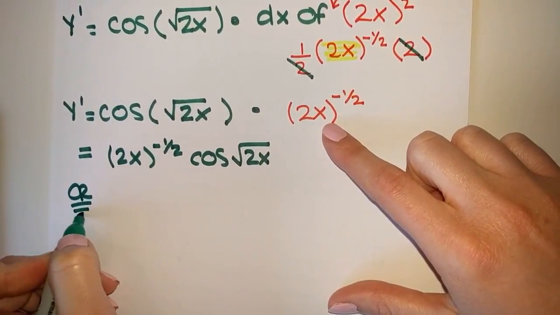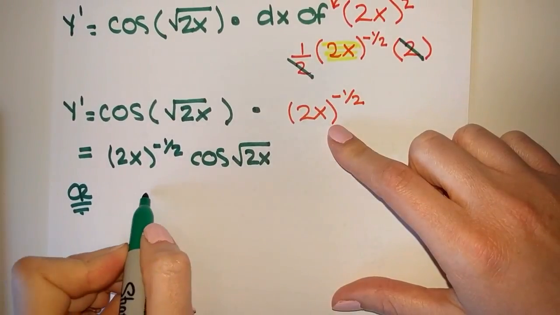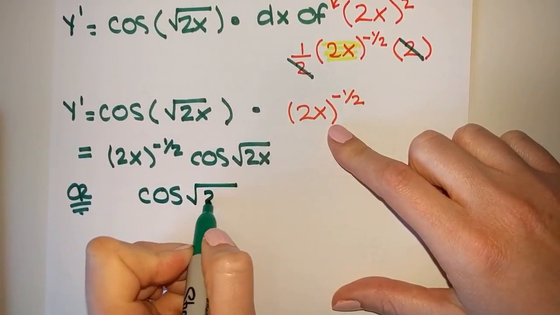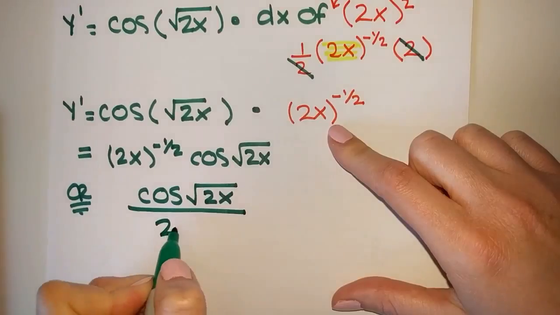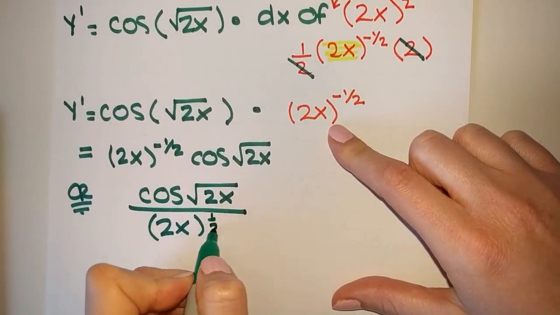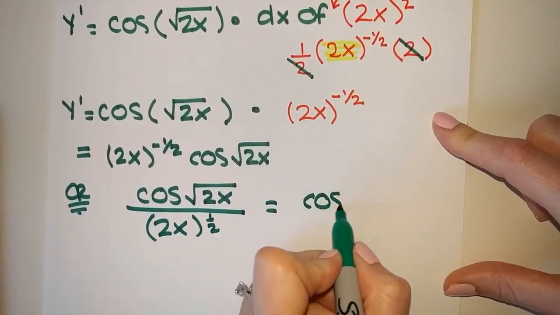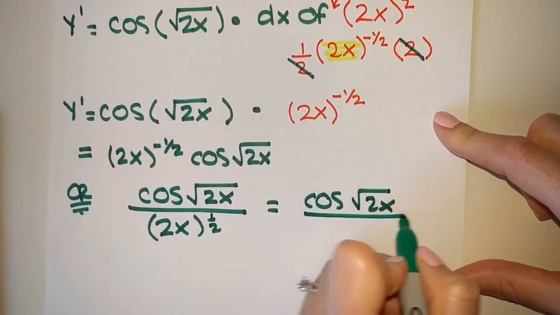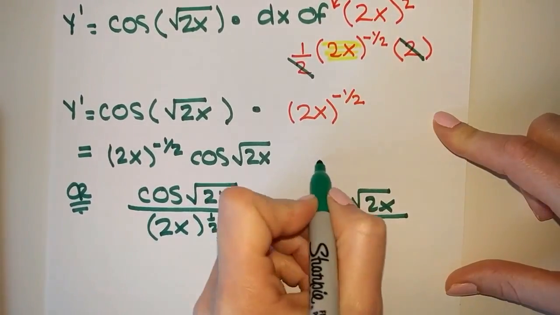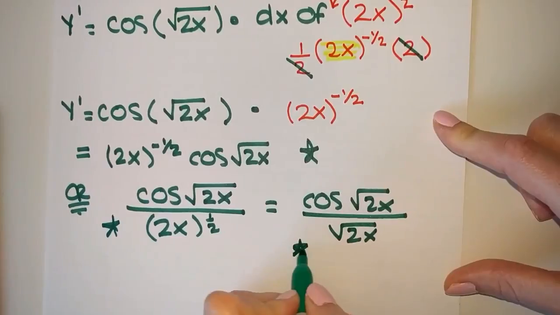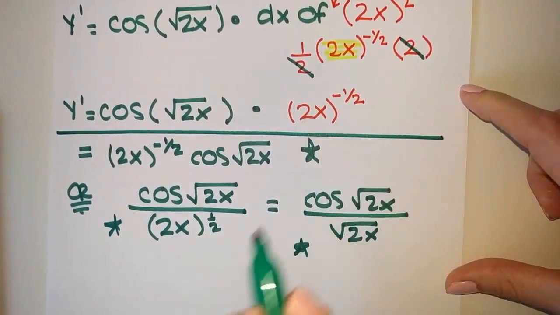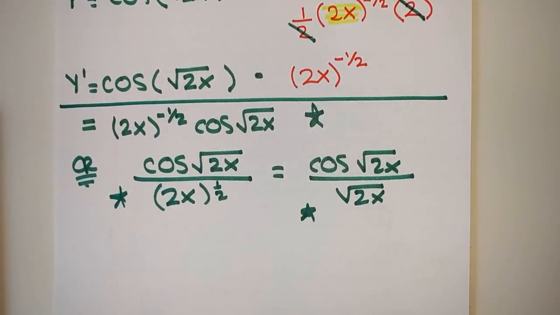Or I would kind of lean towards putting the negative exponent down in the denominator. So cosine square root of 2x over 2x quantity raised to the 1/2, and of course that could also be written as a square root. So any of those three formulations are perfectly acceptable for writing your derivative's final answer.